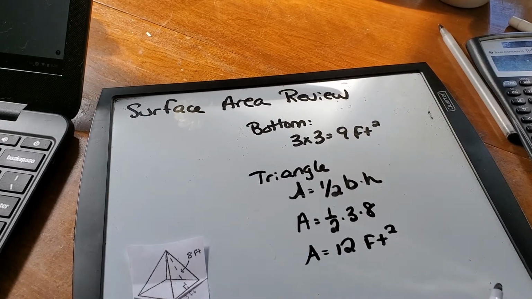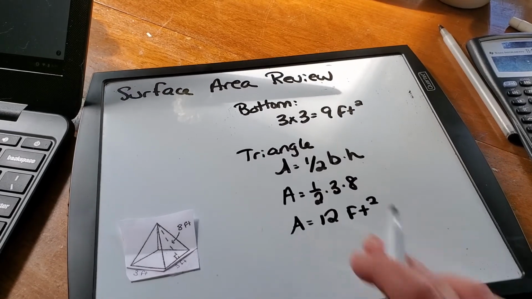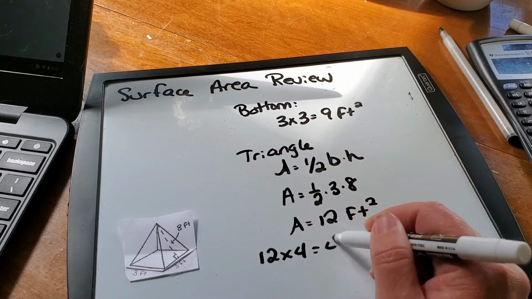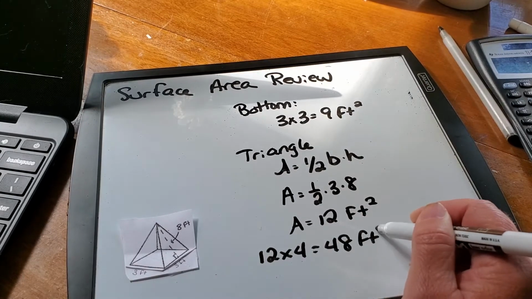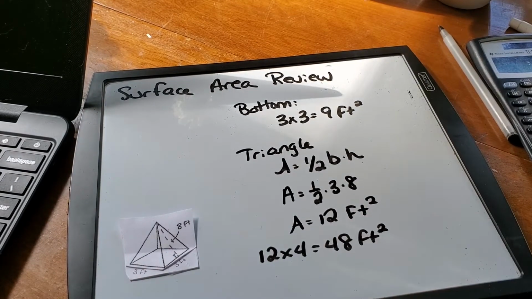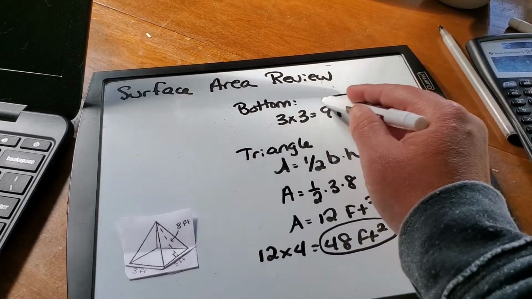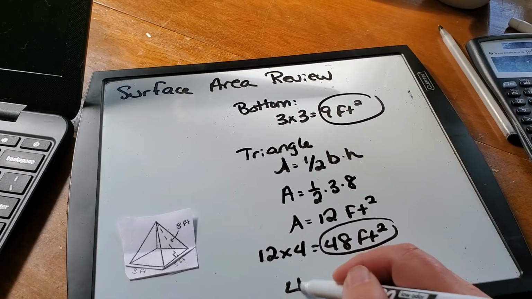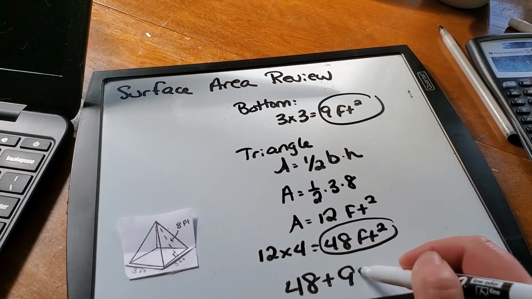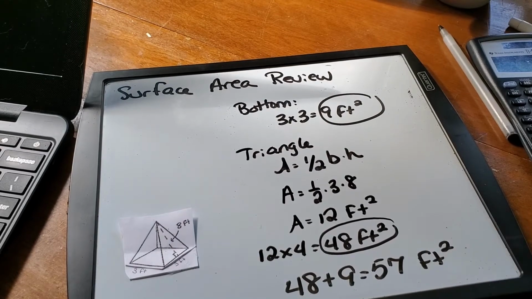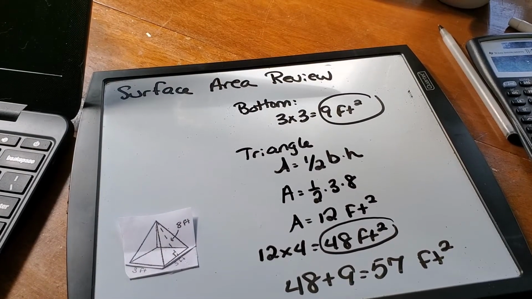But don't forget there's 4 triangles there. So I'm going to multiply that 12 by 4. The 4 triangles together have an area of 48 square feet. Now take the area of the 4 triangles, add it to the area of the bottom, the square, and 48 plus 9 is 57 square feet is the total surface area of the pyramid.